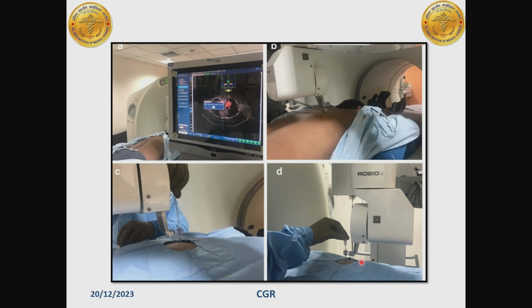Once the needle is inside the body, the robotic arm is retracted and a check CT is done. This check CT is fused with the PET image which was acquired just prior to this procedure. Hence, it is an intra-procedural guided biopsy or a real-time biopsy.